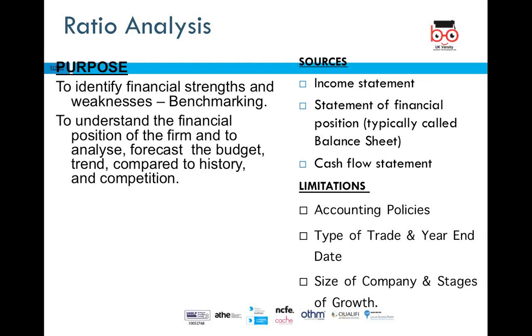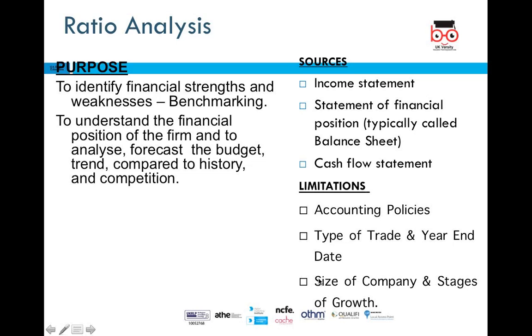And the source, as I can say, is all the published accounts. We can use the income statement, the statement of financial position, typically called the balance sheet, and the cash flow statement. From those statements, we can source the ratio calculation. Sometimes, if you want to do something like sales per employee or profit per employee, so employees' position, you need to ask the HR department to get the exact figure. Some other related department will provide you the number.